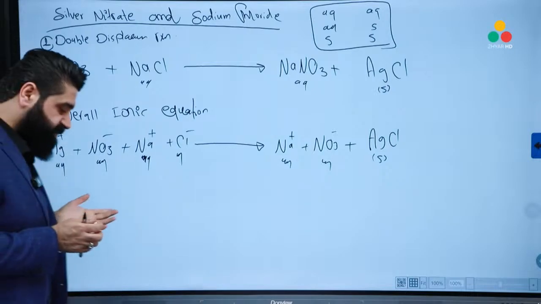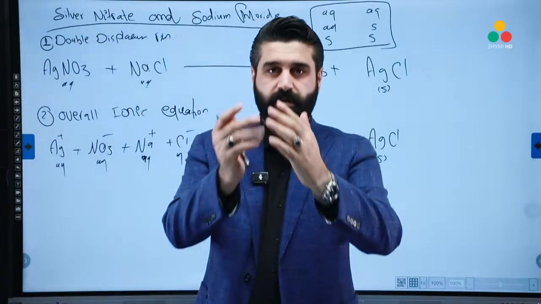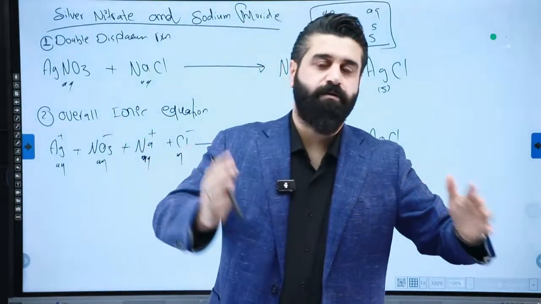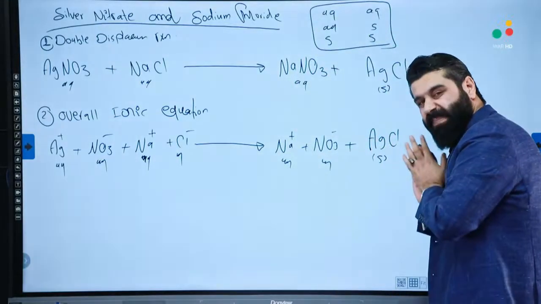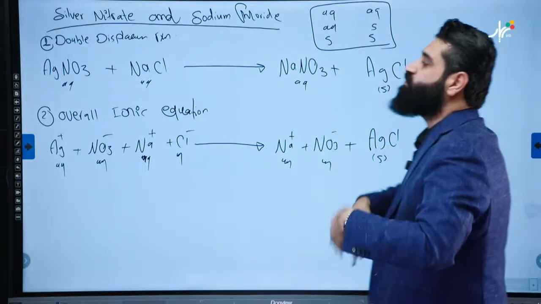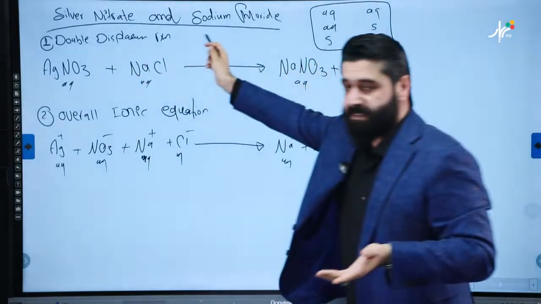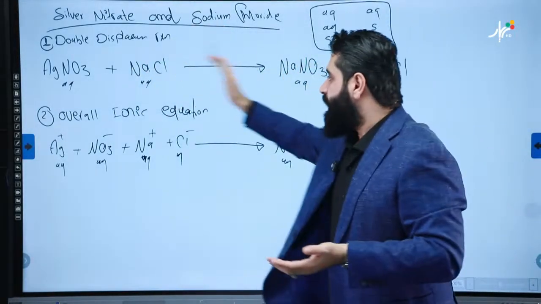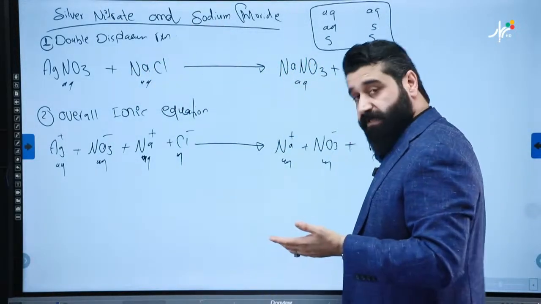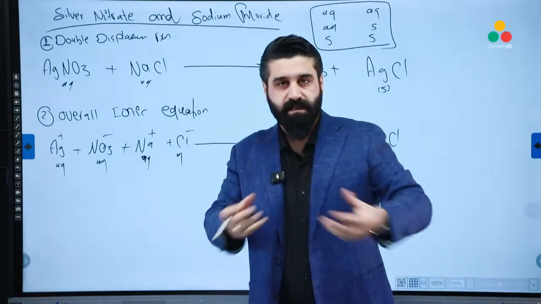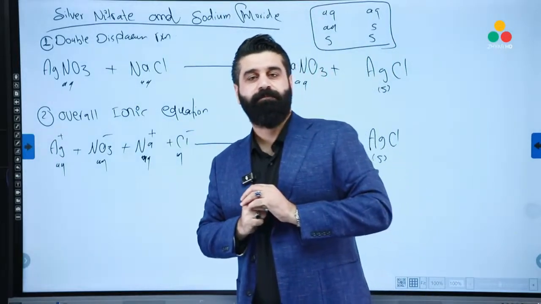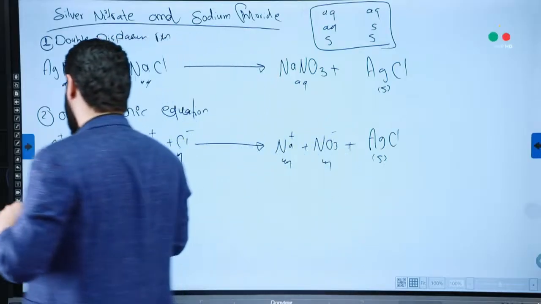Remember, what do we have to do with the overall ionic equation? Separate the ions in the aqueous substances, and keep the solid one as it is, without changing anything. First step, write the double displacement reaction, balance it, and predict the solubility. Then write the overall ionic equation, separating the ions in the aqueous compounds. The third step.